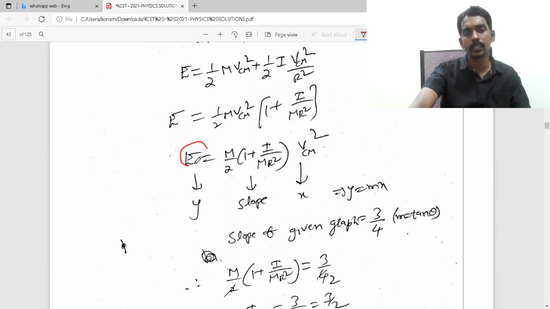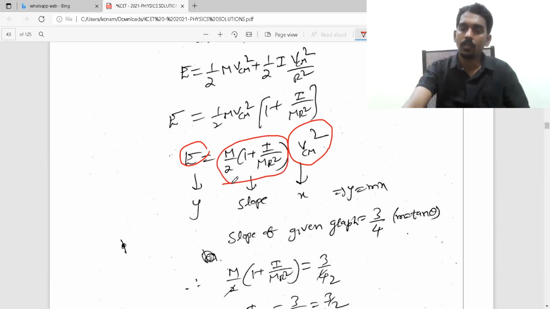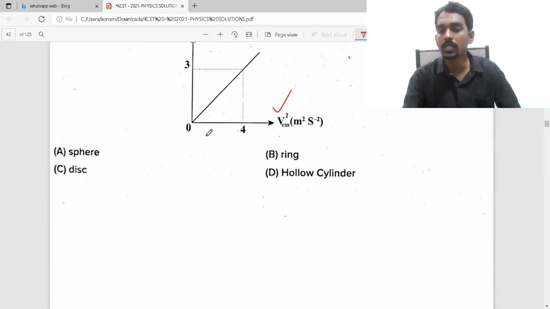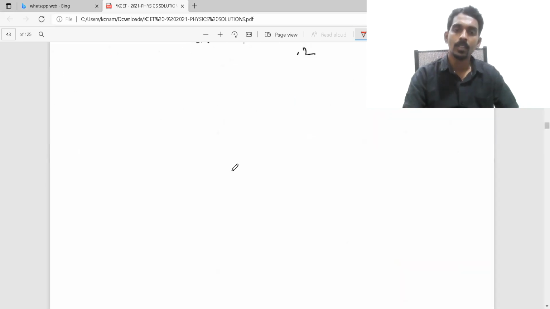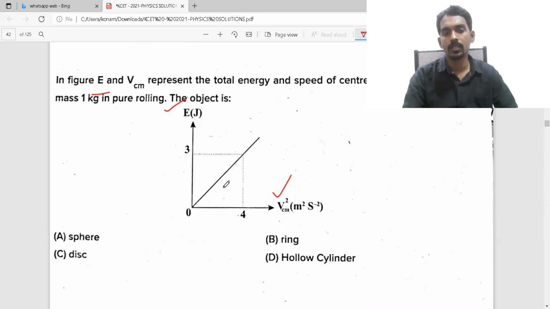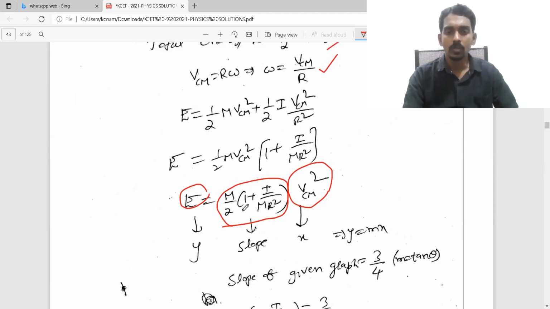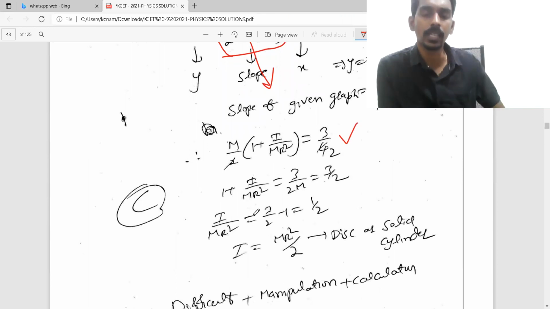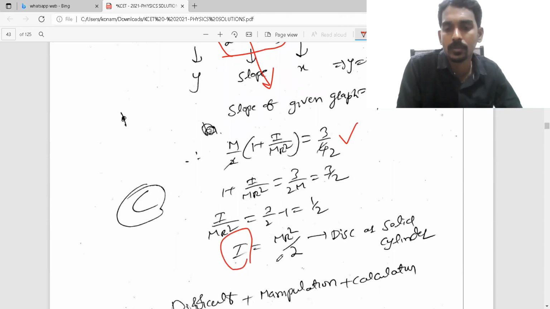Then you will get the total energy in terms of VCM, where total energy is on y-axis, VCM square is on x-axis. So it is like y equal to mx form, where the constant is the slope. Because here you look at the graph, straight line passing through origin means y equal to mx. So that slope you can find from the graph. Slope means tan theta. Tan theta means opposite by adjacent side. So 3 by 4. So that slope value you have to equate to this one. So that is what I have done here. And when you equate it, then you will get the moment of inertia value.